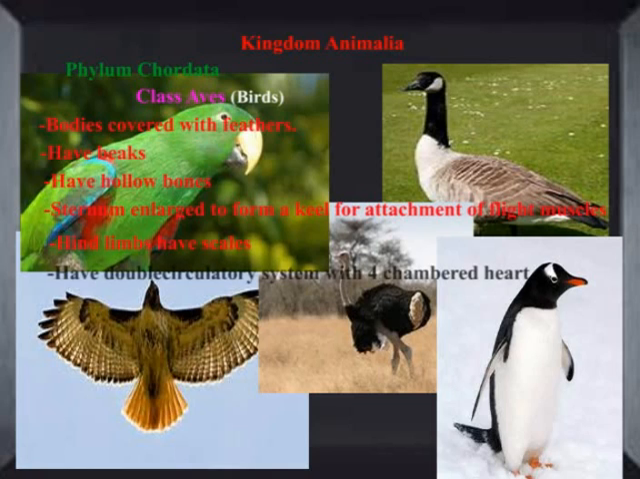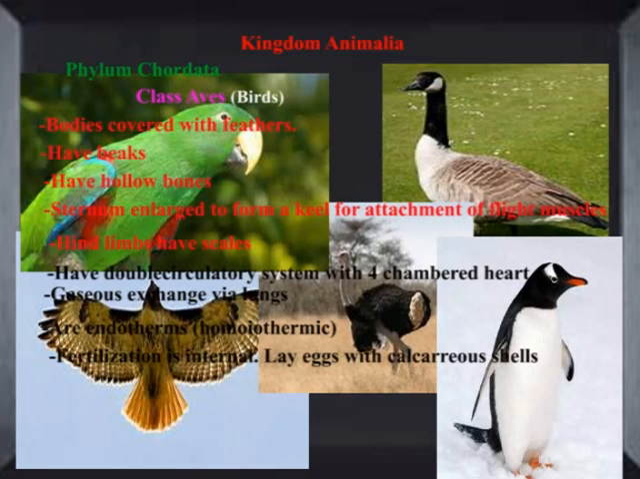They have a double circulatory system with a four-chambered heart which has two atria and two ventricles. The systemic arch of the circulatory system is on the right. They have lungs for gaseous exchange. They have air sacs which store air. The air in the sacs helps in lowering the body density for flight. They are endothermic. Fertilization is internal and they lay yolky eggs with calcareous shells. They have an internal auditory meatus.